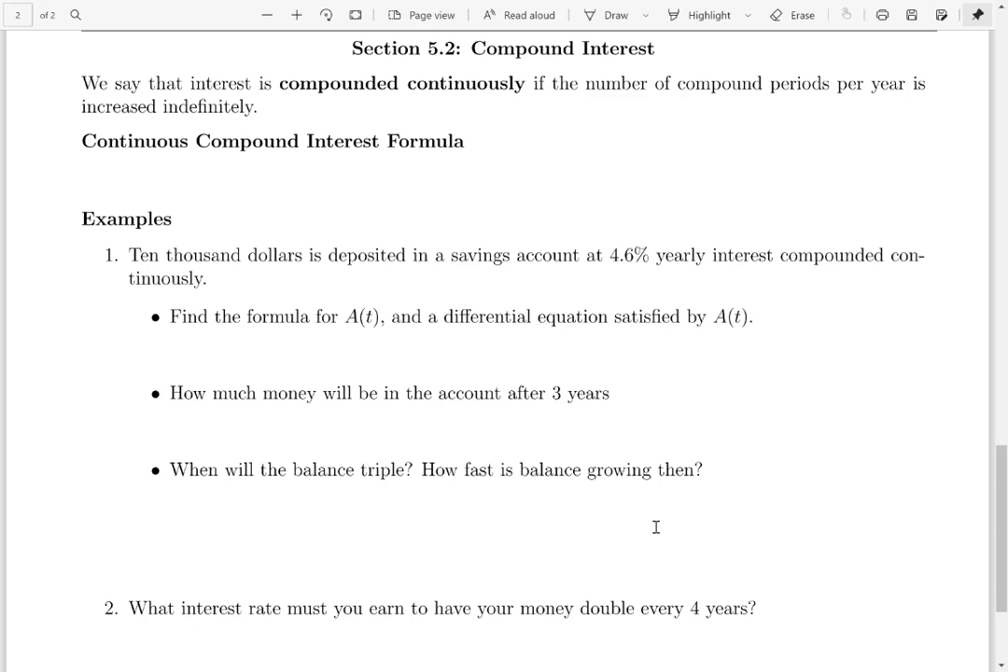Another application of our exponential growth is compound interest, and these are the same thing in terms of formula. We say that interest is compounded continuously if the number of compounding periods per year is increased indefinitely. That is, at every moment of time, the interest is building on some loan and pushing back into your principal amount.